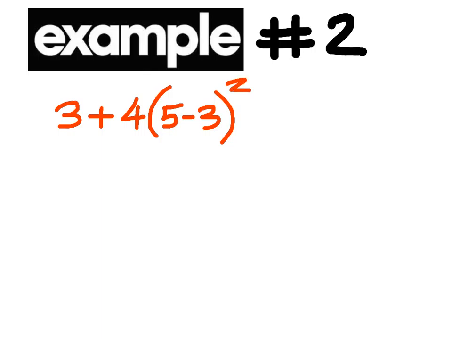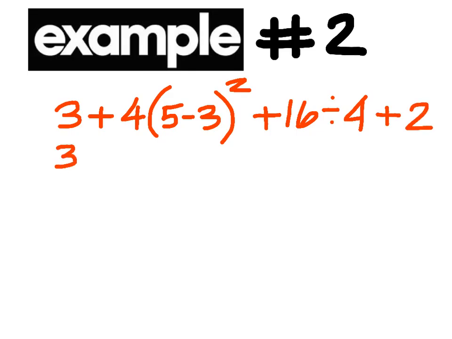Example 2. 3 plus 4 times the quantity 5 minus 3. That should be the quantity squared of 5 minus 3. Close the quantity and then add 16 divided by 4 and plus 2. Go to the parentheses first and do 5 minus 3, which is 2. You can go ahead and take care of this.